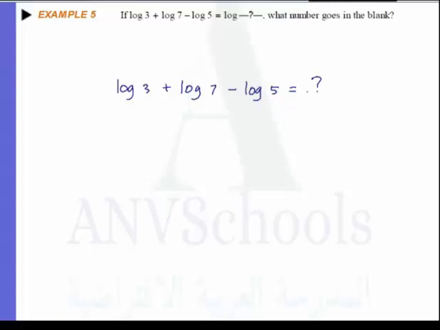So applying the properties, first we need to group. We're going to group the first logarithms, okay? And that gives me a property which is the product of the logarithms, right? So these two expressions here can be written as log of 3 times 7. Am I correct? So minus log of 5.